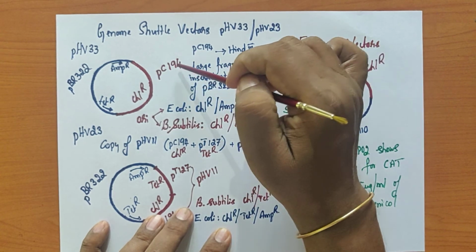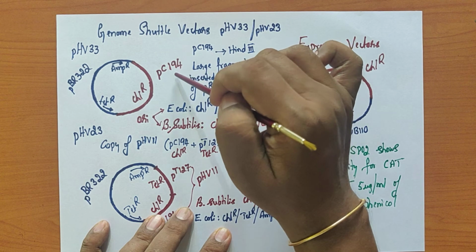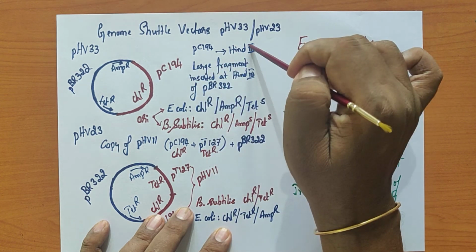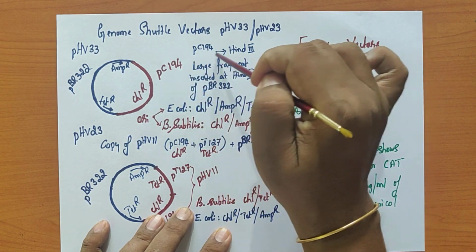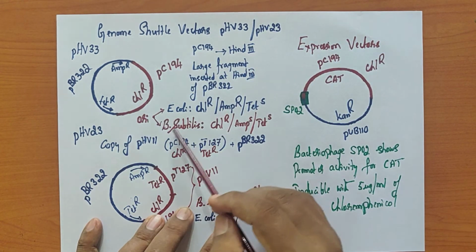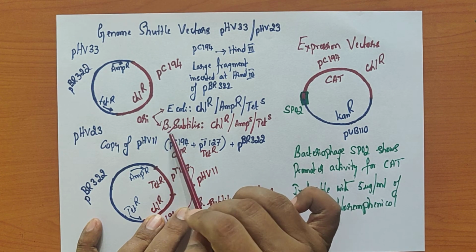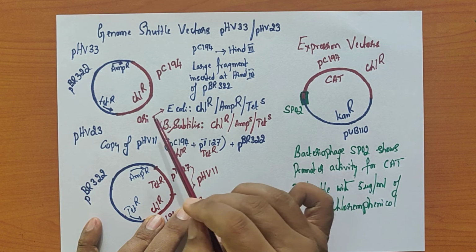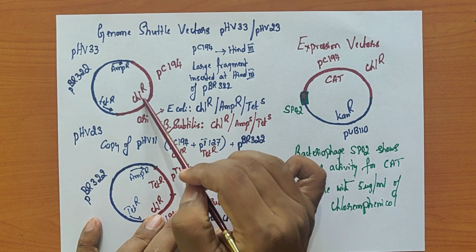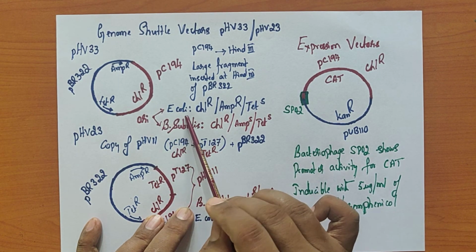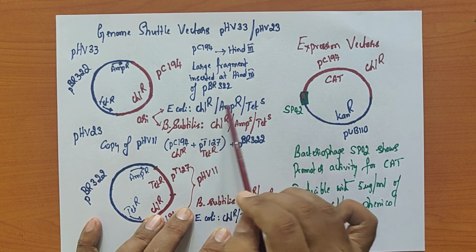Now pC194 is from a gram-positive bacterium. It has an origin of replication and the chloramphenicol resistance gene. So this particular vector has an origin of replication to grow in E. coli, and also an origin of replication to grow in Bacillus subtilis. It has a tetracycline resistance gene, an ampicillin resistance gene and a chloramphenicol resistance gene. Whereas in E. coli, the chloramphenicol resistance gene and ampicillin resistance gene work fine.